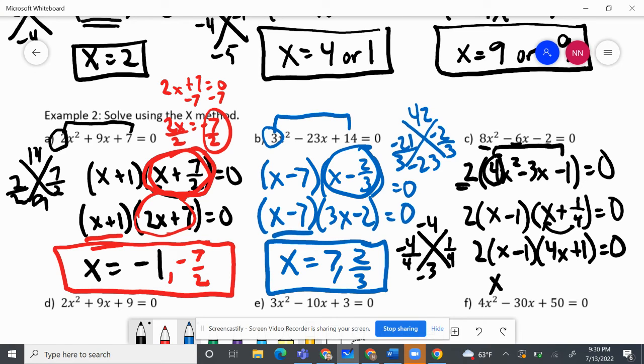Now, when we're looking for the zeros, this is a monomial, but notice that there's no x. So we're not actually solving for that one. So 0 is not one of our answers. Our answers would be 1. And then with this fraction, the opposite of 1/4 is negative 1/4.